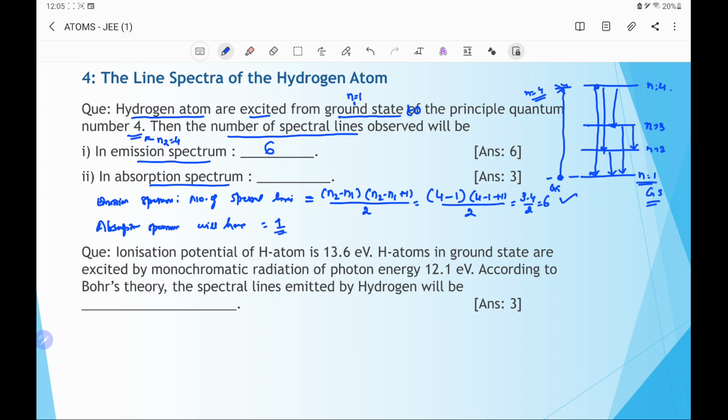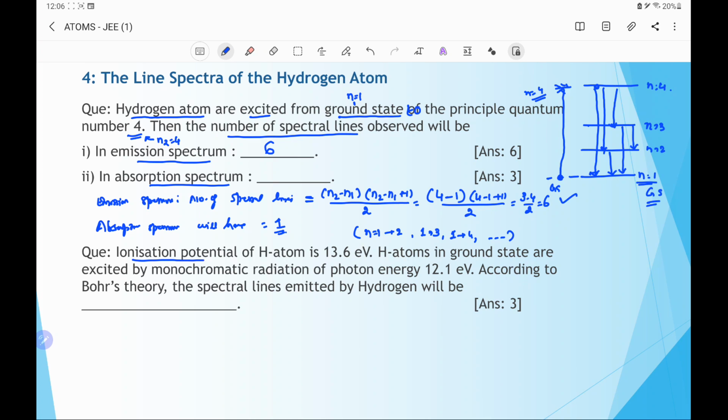So that has only one spectral line in the absorption spectrum, and it is to be noted that absorption spectrum involves only the excitation from the ground level to the higher energy level. Therefore, absorption spectrum has the transition from n equal to 1 to 2, or 1 to 3, or 1 to 4, and so on. While in case of emission spectrum, there are a number of spectral lines from higher energy state to the lower energy state.